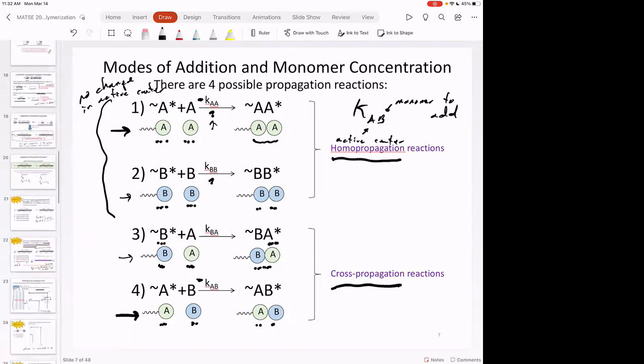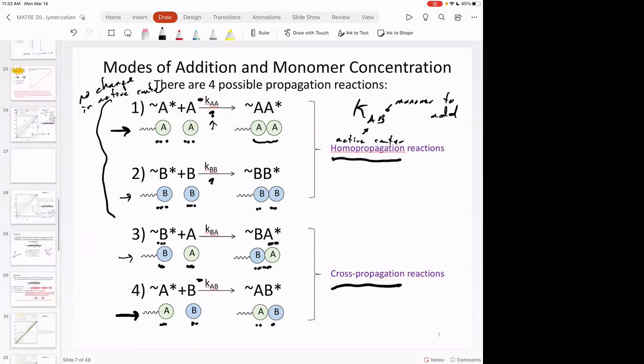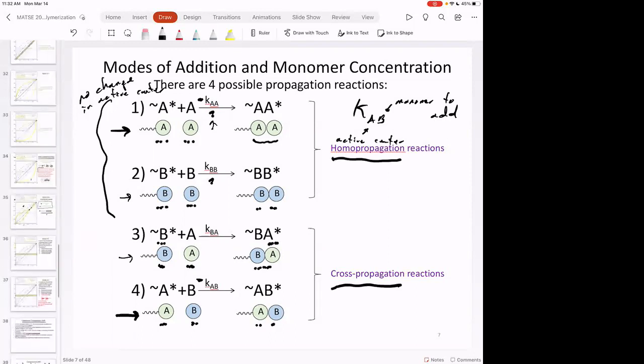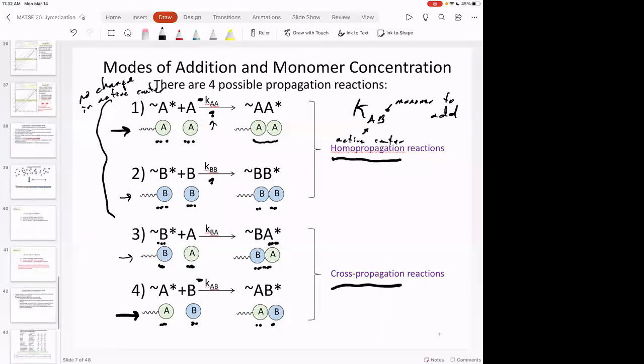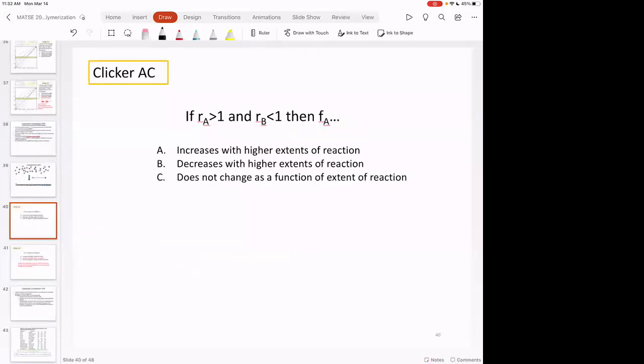All right, where are we? Talked about all that. Talked about compositional drift. All right, so clicker question, you can get out, and we're at C and D in this room. Make sure we all made it back from spring break.